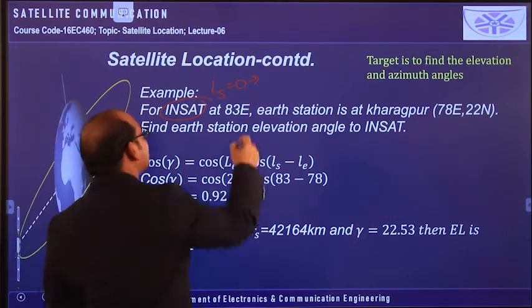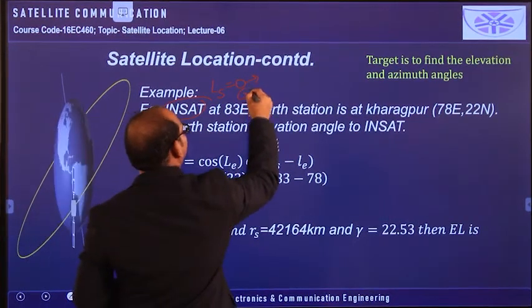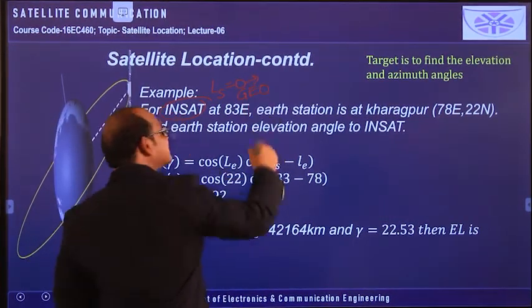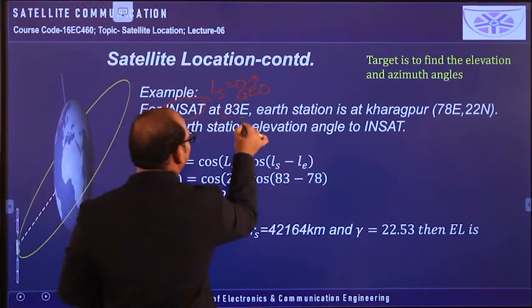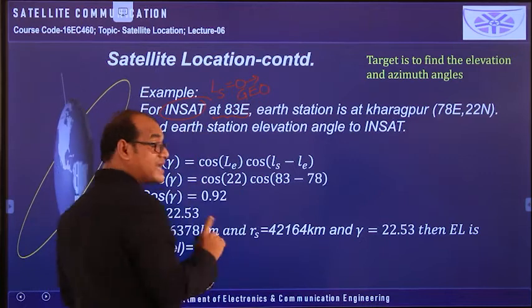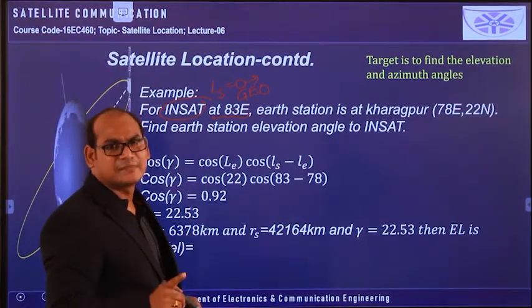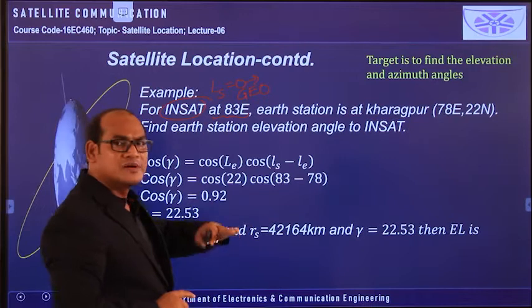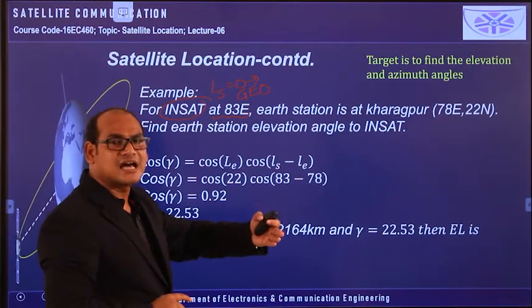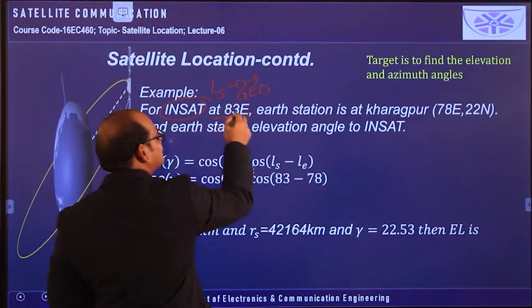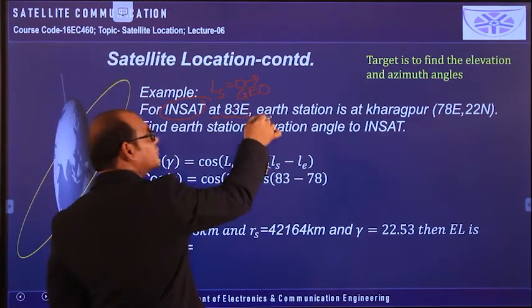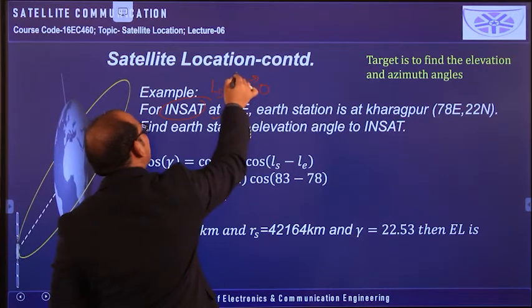That means it is a geo satellite. The given satellite is geo, even though it is not mentioned in the question. By seeing the geographical coordinates only, we can tell it is a geo satellite, because latitude is not mentioned. Here, how much distance we have to travel towards the north or south is not given. That means the orbit is in the equatorial plane. So we can tell the latitude is 0.